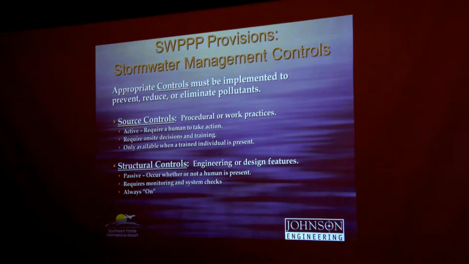All right, so how do we stop 3 Olympic-sized swimming pools worth of pollutants from entering our waterways? Well, we develop, implement, monitor, and report on appropriate controls. The BMPs in the SWIP can be classified as either source controls or structural controls. A source control is a procedural or a work practice. This is an active control, and it requires a trained human to take action for it to work. They require on-site decisions and trainings, and they're only available when someone's present.